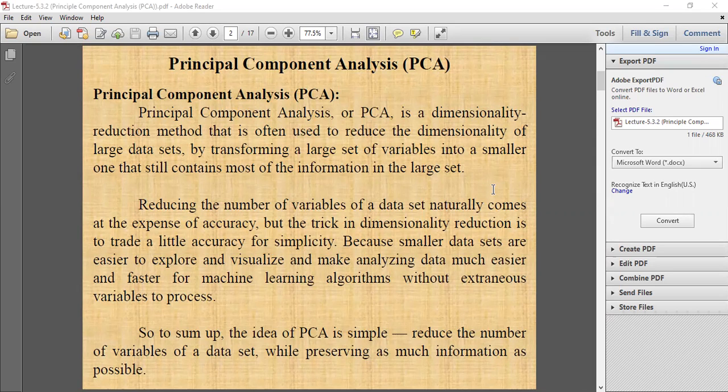So the main advantage of PCA is that once you have found these patterns in the data, you can compress the data, that is, reduce the number of dimensions without much loss of information. PCA is a way of identifying patterns in data and expressing the data in such a way as to highlight their similarities and differences.